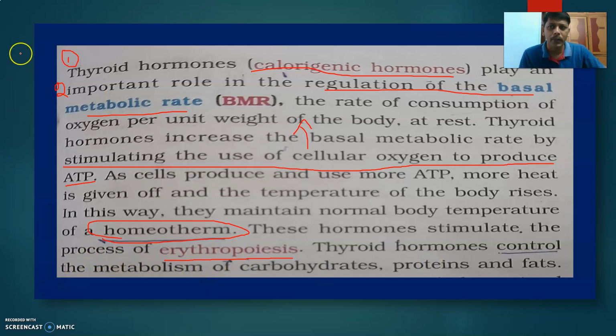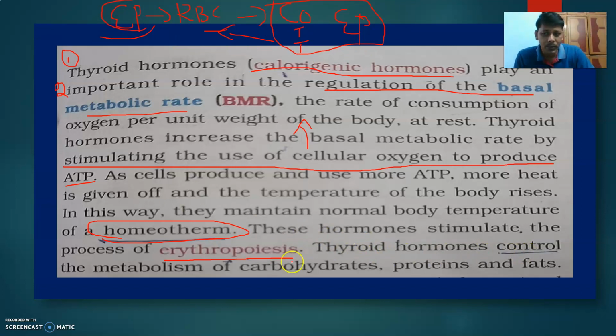These hormones stimulate the process of erythropoiesis. Very, very important one. What is meant by erythropoiesis? The process of formation of RBC is called erythropoiesis. For the formation of RBC, cortisol is important, testosterone is important, thyroxine is important, and erythropoietin hormone is important. These hormones help in the formation of RBC. Very, very important, these four hormones.